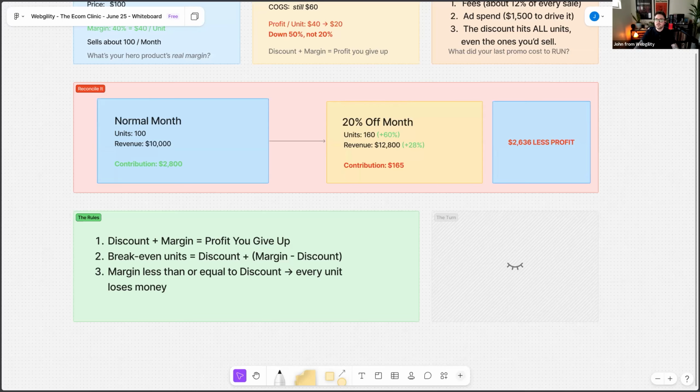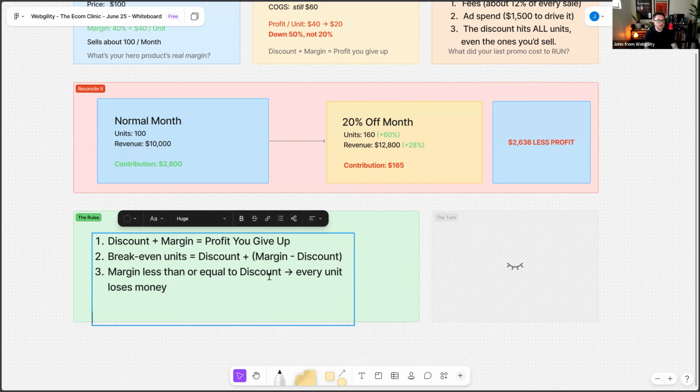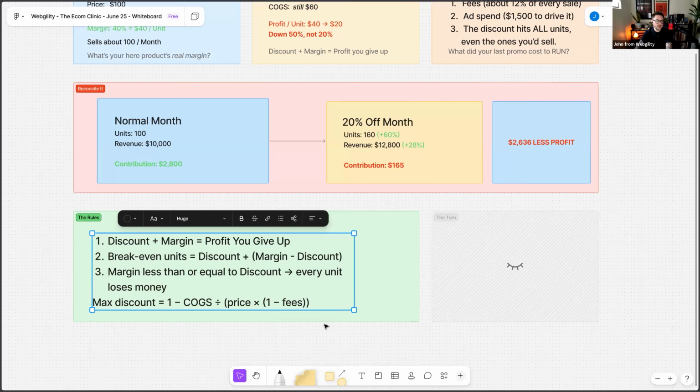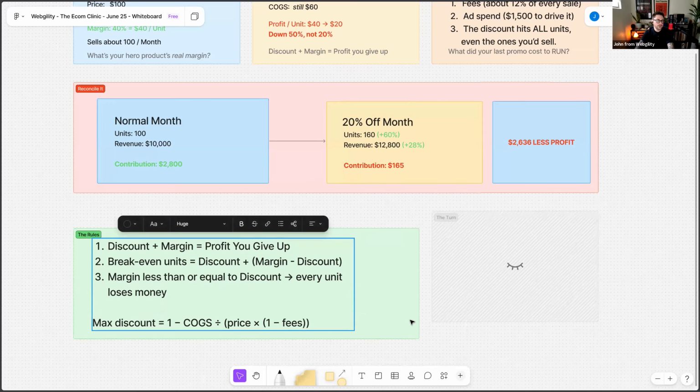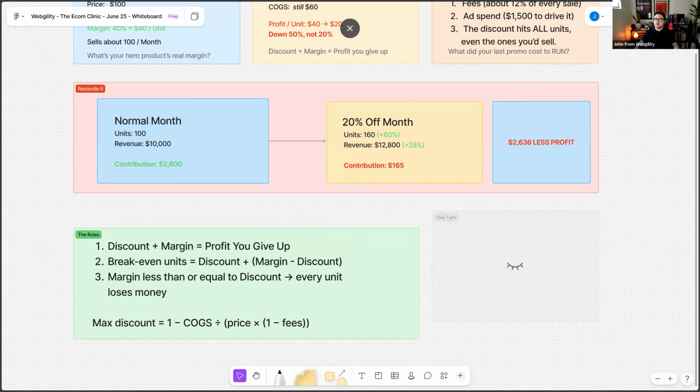So there's two ways of looking at this, and I'm going to post them in chat and put them here. If you're using your cost of goods sold, you can use your COGS. That's going to be max discount equals 1 minus your COGS divided by your price multiplied by 1 minus the fees. So plug in your numbers here to understand what the max discount is.